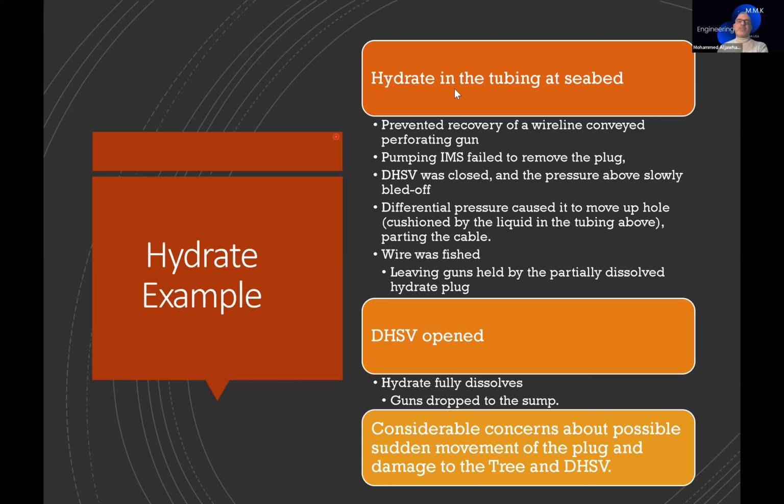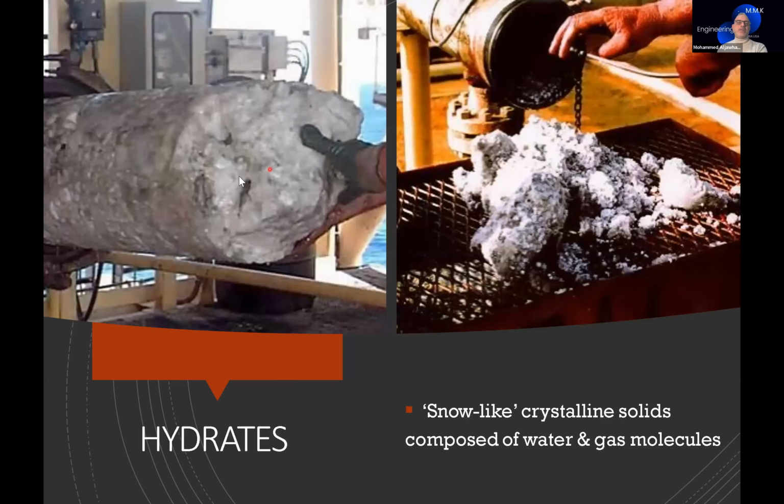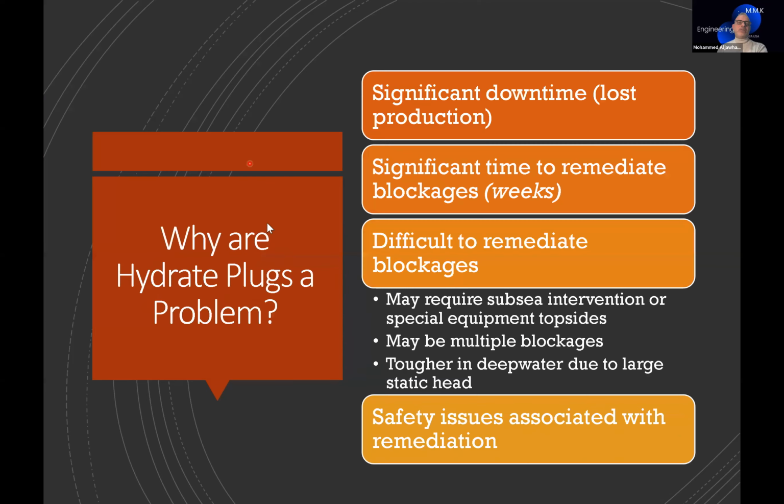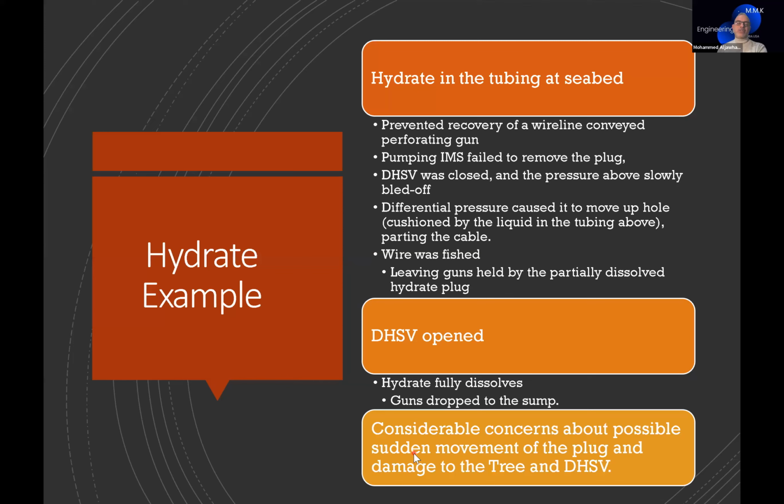The hydrates may form in the tubing and in the downhole safety valve. When it's opened, we can see some kind of hydrates. So there is considerable concern about possible sudden movement of the plug. Maybe when we have a plug, it can damage the tree and the downhole safety valve. So have you seen? It's a big one. When it moves, it can cause damage inside our wellbore.